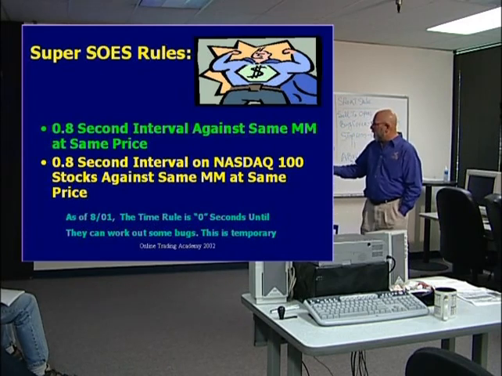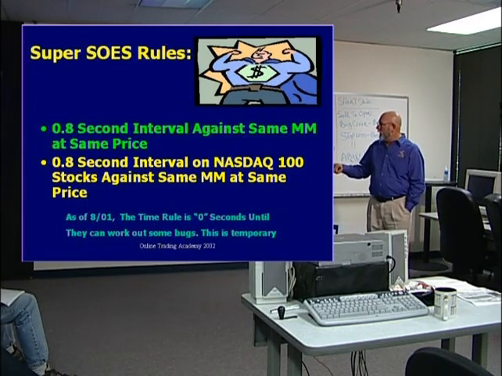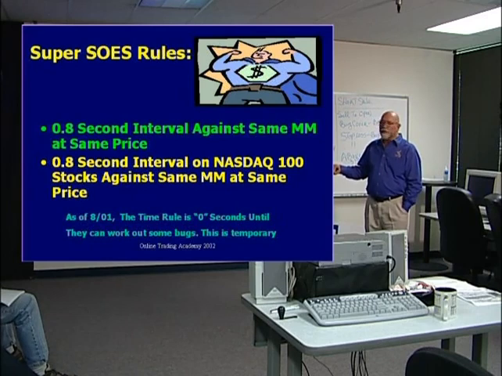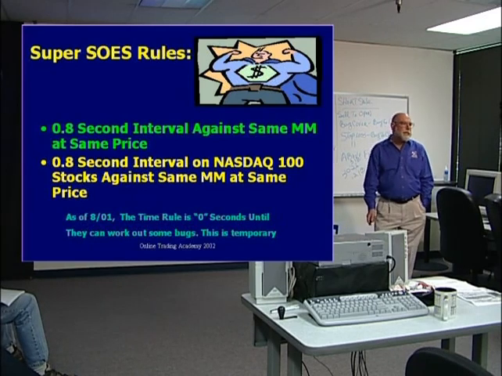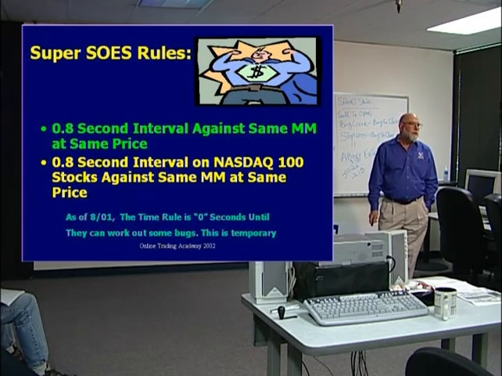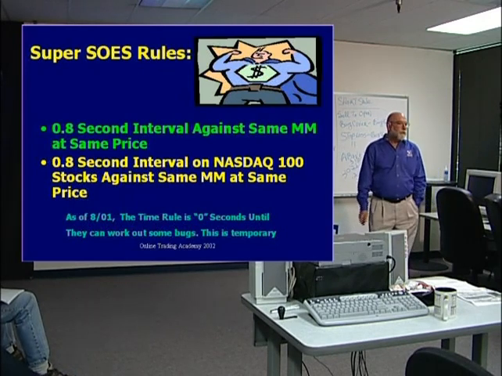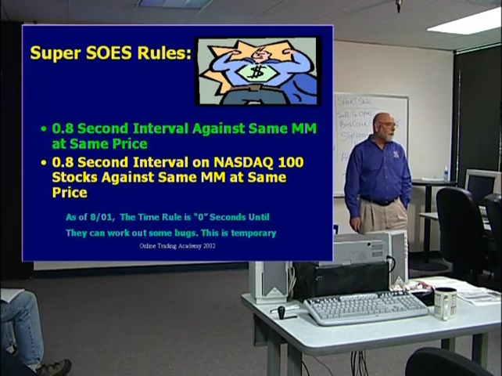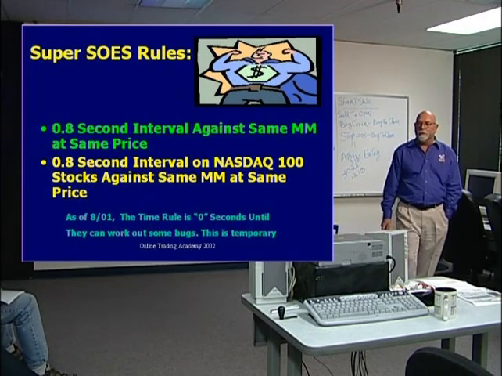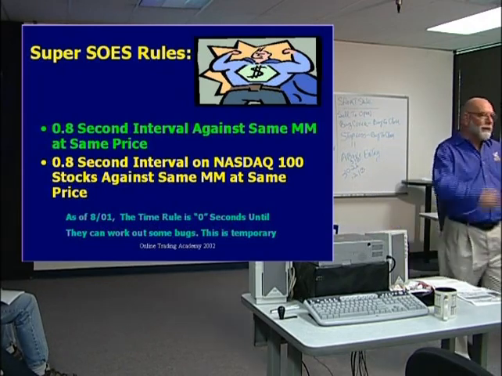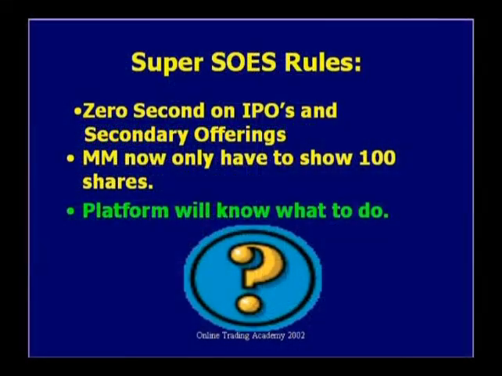It turns out, if you read the punchline down here, in August '01, when this thing was instituted, they found out their computers couldn't calculate 0.8 of a second. So they dropped it to 0. So you can go and hit these market makers as often as you want for 1 million shares, okay, every instant if you like.